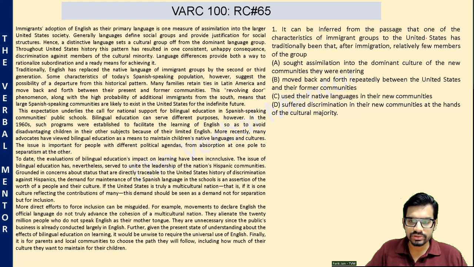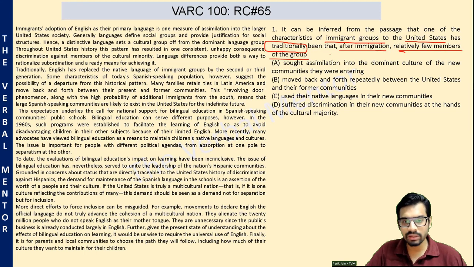It can be inferred from the passage that one of the characteristics of immigrant groups to the United States has traditionally been that after immigration, relatively few members of the group do what? Understand the question. The question is not about Spanish-speaking communities, number one. It is about any immigrant group in general. Second, the question says relatively few members of the group do something, which means not many members do something. What is that something? The second paragraph is the root.